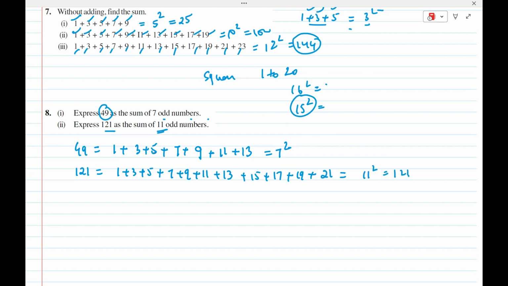Clear? So that's about the first exercise. So that's all. First exercise we have completed. The next video will be the concept related to the second exercise.